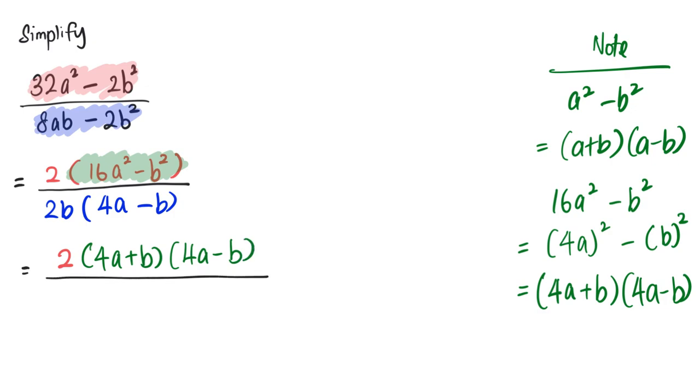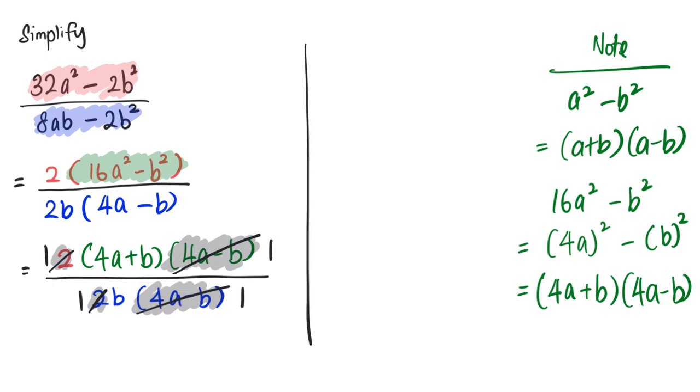And when I divide, then we are now ready to divide off the common factors. So here is 2 divided by 2, 1, 2 divided by 2, 1. We can also divide off the 4a minus b. And therefore, our final answer will be equals to 4a plus b over b. And that is the final answer.